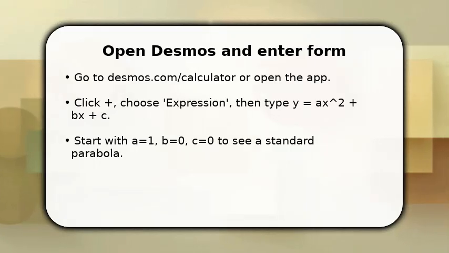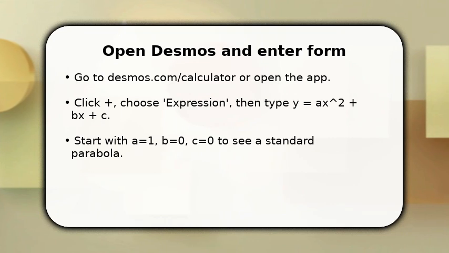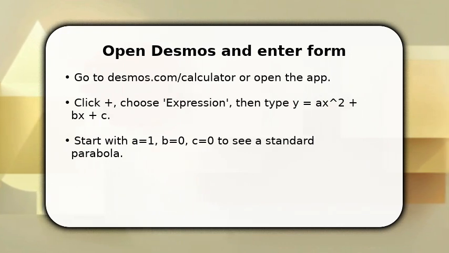You'll begin by loading Desmos and entering the quadratic formula y equals ax² plus bx plus c so you can manipulate parameters directly. Type that expression into a new expression line. Once done, set a equals 1, b equals 0, c equals 0 to display a standard parabola and understand its baseline shape. Make sure to label each parameter line so you can change values quickly.